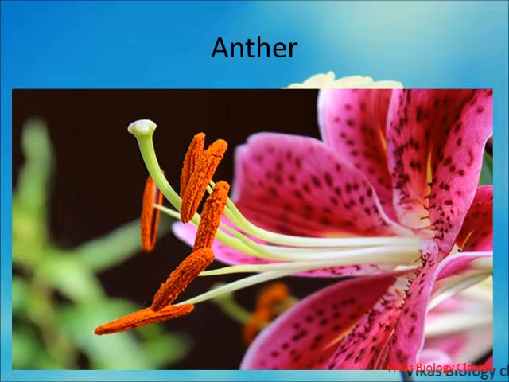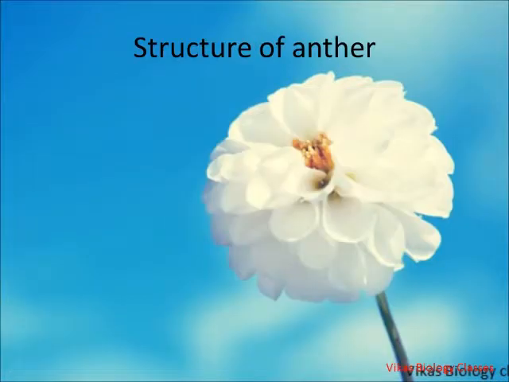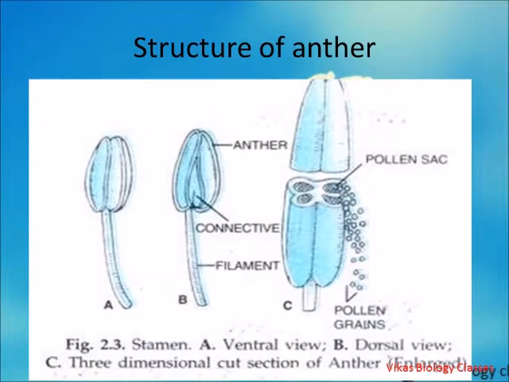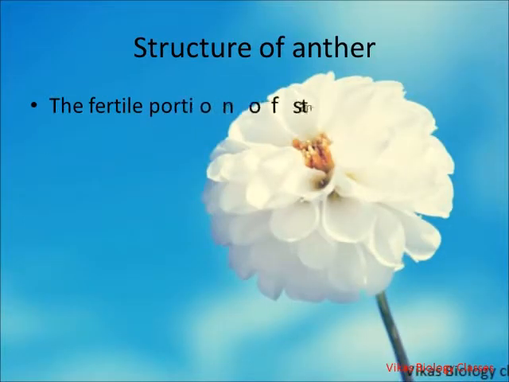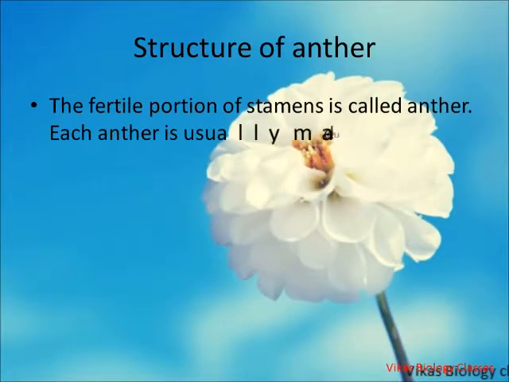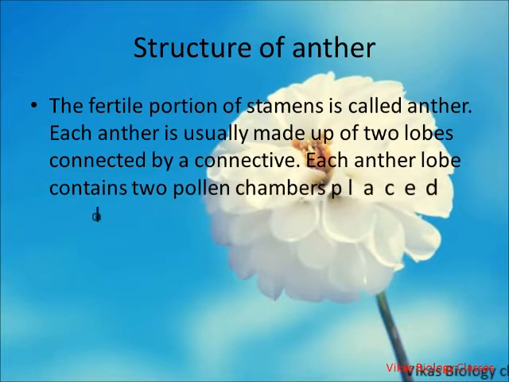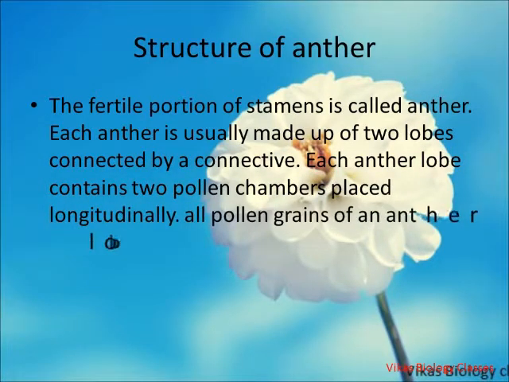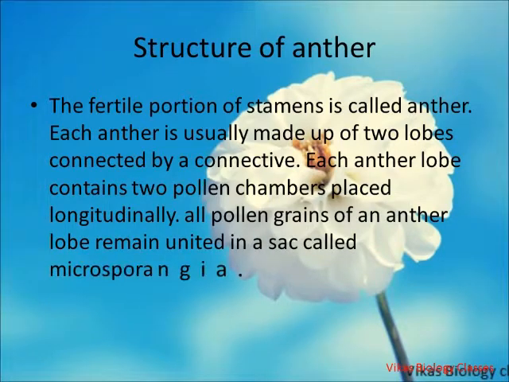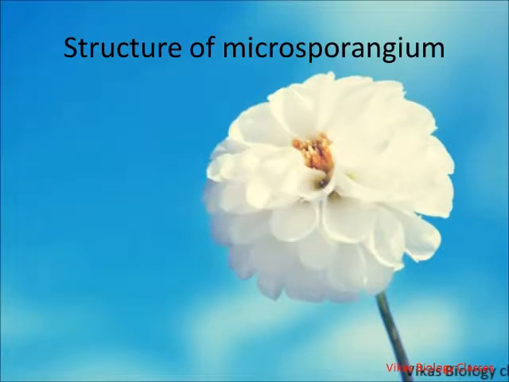Next is the anther. These are the anthers, the brown colored part of the flower. The structure of anther. The fertile portion of the stamen is called anther. Each anther is usually made up of two lobes connected by a connective. Each anther lobe contains two pollen chambers placed longitudinally. All pollen grains of an anther lobe remain ununited in a sac called microsporangia.